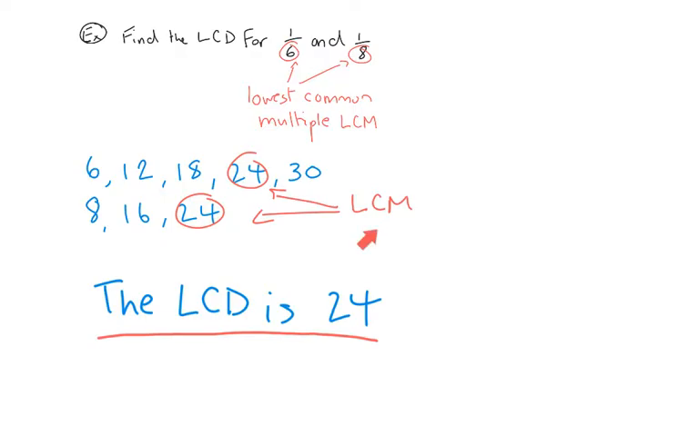Before we wrap up, I just want to again point out the similarity between LCM, which is lowest common multiple, and LCD, which is lowest common denominator. A lowest common denominator will be used when you're dealing with fractions. A lowest common multiple can be used for any number, really.